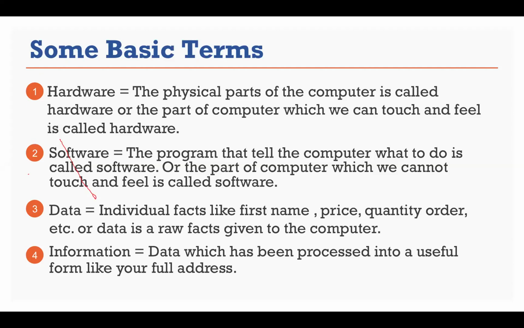Data. Individual facts like first name, price, quantity, order, etc. are called data, like your name, your age, your address. These all are called data. So data is raw facts given to the computer. Whatever we give to the computer, raw facts, that will be data. And another is information. Data which has been processed into a useful form is called information.